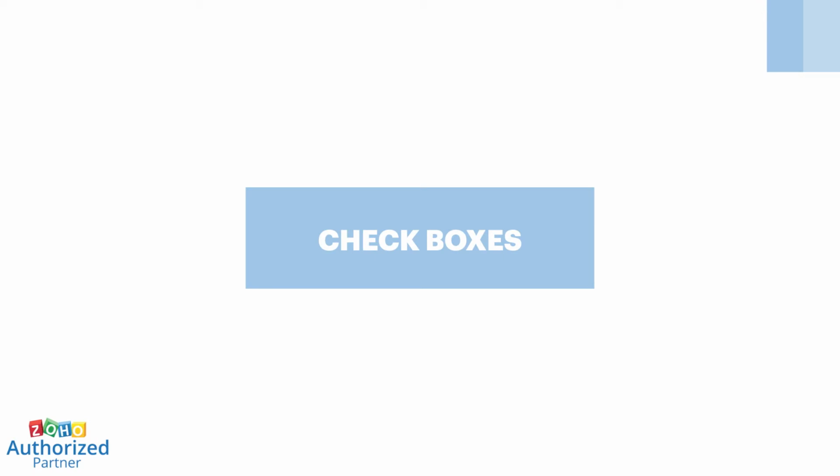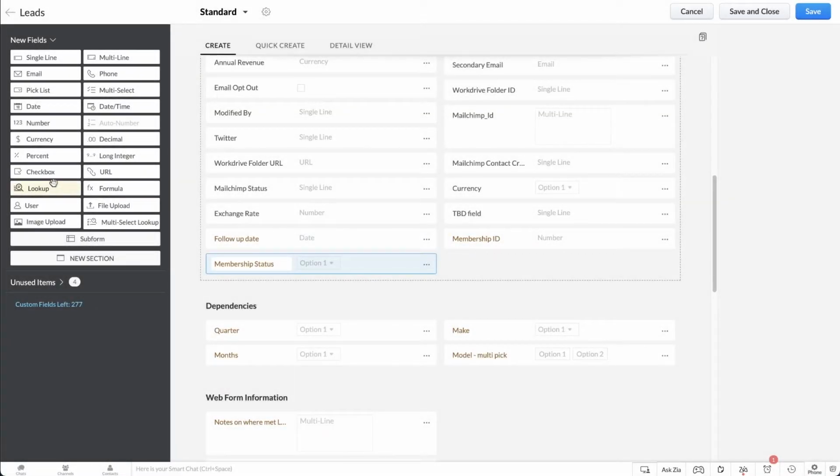Moving on, checkboxes. I like checkboxes a lot as well. They are very low effort to click on and off for the user. They can also easily be used in workflow so that when something is checked or unchecked, then another action happens.